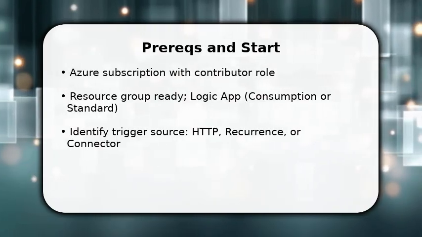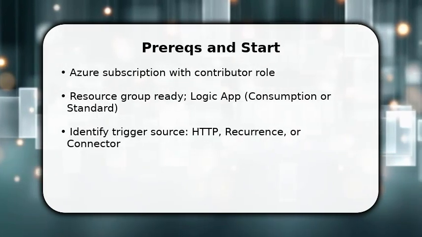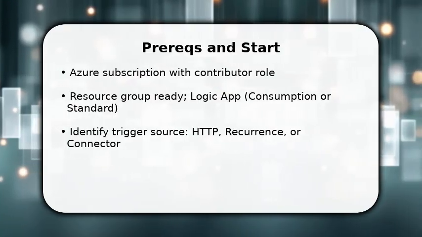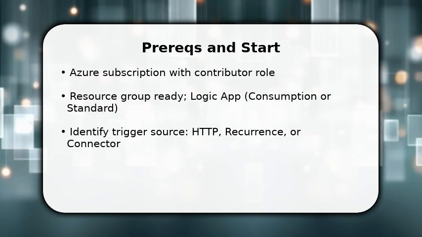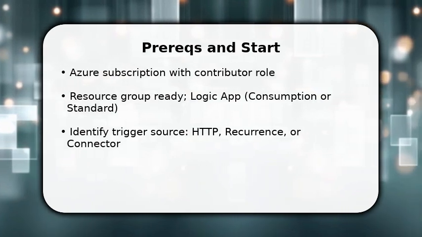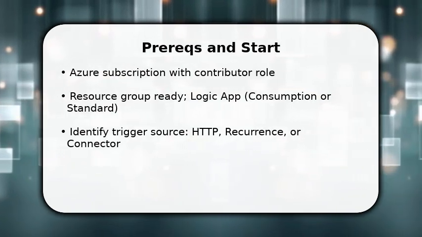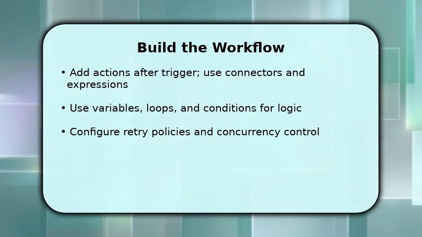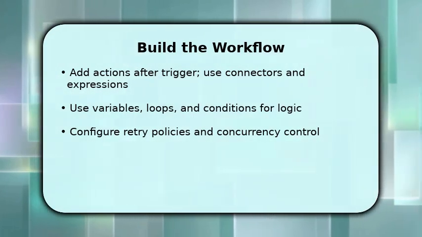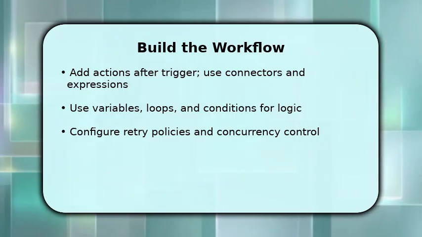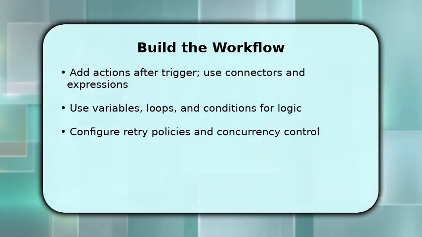As you choose a trigger, consider authentication and permissions so connectors will run. Make sure to name the workflow clearly because that helps during deployment and when troubleshooting later. Once the trigger is in place, add actions step by step and wire them logically. You will drag connectors like Outlook, Storage, or SQL and configure required fields.